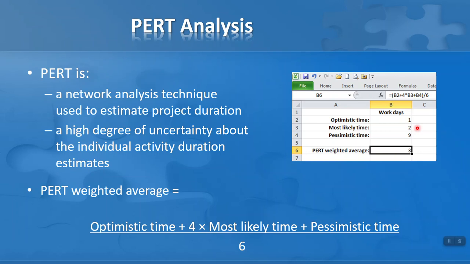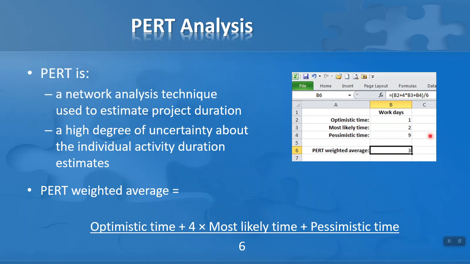Now this might be based on that you have an experienced team, they know what they're doing, or it's similar to a task that was completed before, or you did the same task the previous year, whatever. So it's most likely time. But we also get a pessimistic time. Perhaps there's some new people on your team, or there's some uncertainty or some risk or resource issues that might influence the duration. And so I've got 1 day, 2 days, and 9 days.